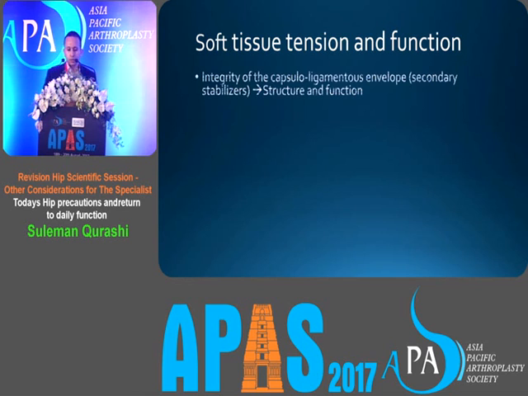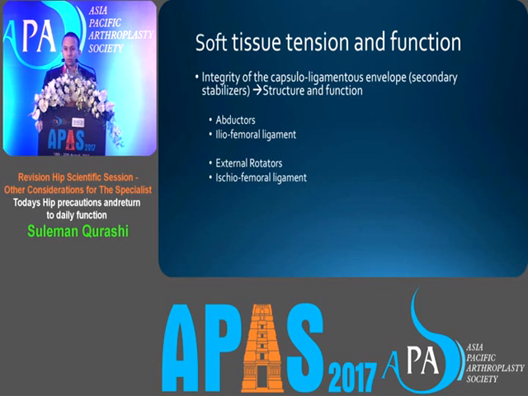And soft tissue tension, of course, well, this is to do with integrity of the soft tissue envelope, and that is predominantly the abductors. At the front, the iliofemoral ligament, which is the strongest ligament in the body. At the back, the external rotators and the ischiofemoral ligament, and of course, pubofemoral inferiorly.